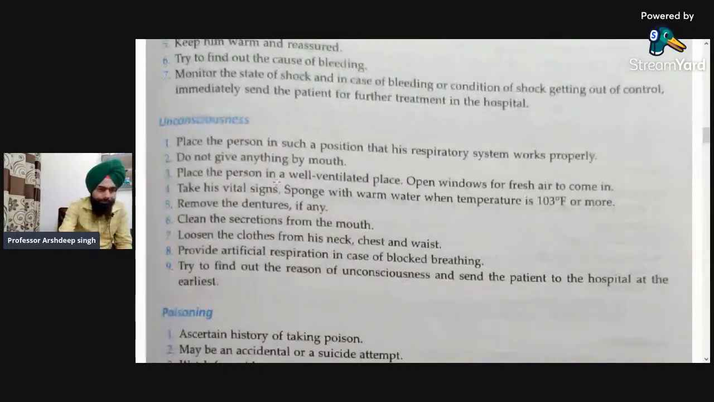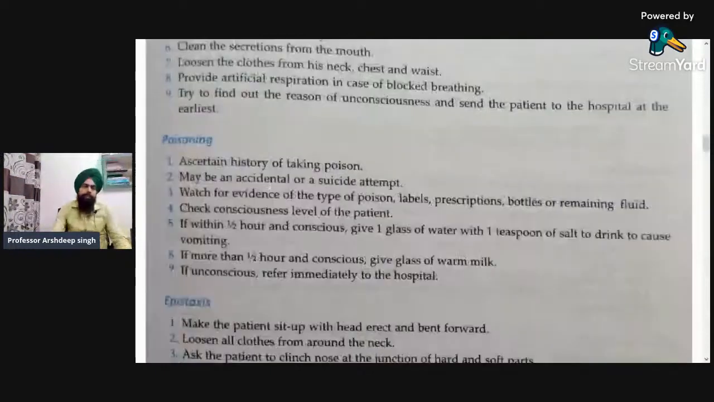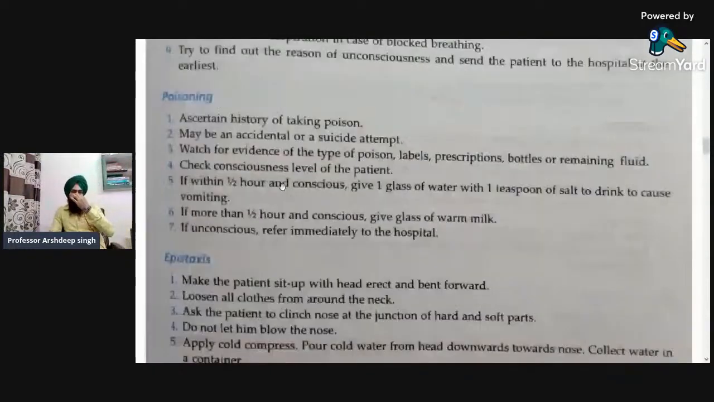Next is poisoning. That is not poisoning from the bite of an insect, snake or scorpion. That is from engulfing any poisonous material, for example pesticides or any other poisons. Okay, so for that condition, how can we manage?